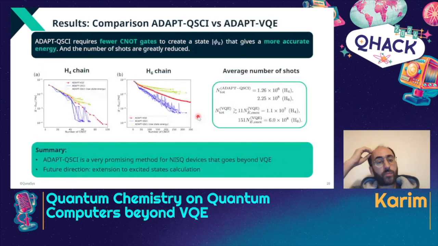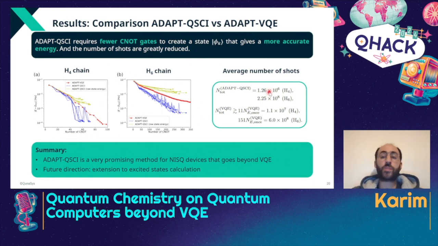So here are some of the results comparing ADAPT-QSCI and ADAPT-VQE. This was run on our H4 and H6 chains. And we see that we require fewer CNOT gates to create our state phi_k, and to get more accurate results than we get if we're using ADAPT-VQE. You can see this in this graph, where the blue dots correspond to what we get from ADAPT-QSCI, whereas the red line is the one from ADAPT-VQE. And you see that ADAPT-VQE needs more CNOT gates for both systems.